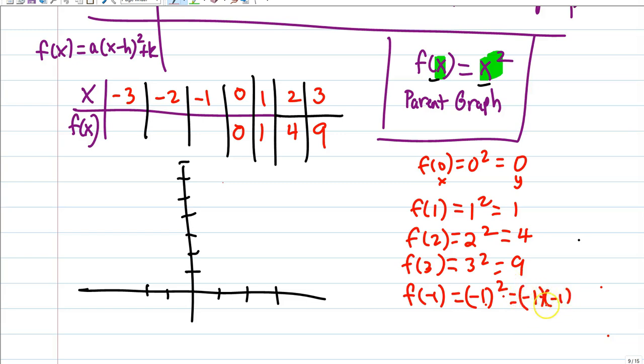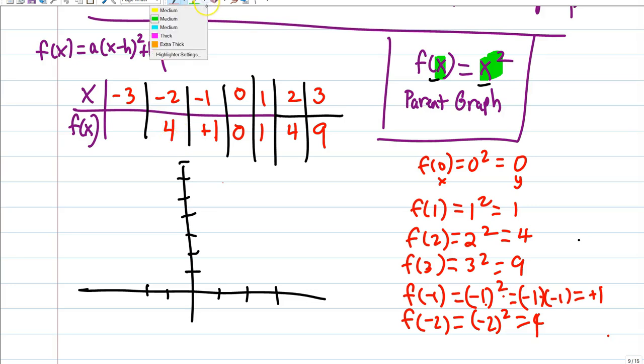And a negative times a negative makes that a positive 1. See, so we have 0, 1, 4, 9. 0, 1 is also positive. This -2, when I square it, is also still going to be a positive. So this creates a reflection around this point right here in the middle. Okay. And -3 squared, that'll also be a positive 9. So it creates a pattern here around the center.